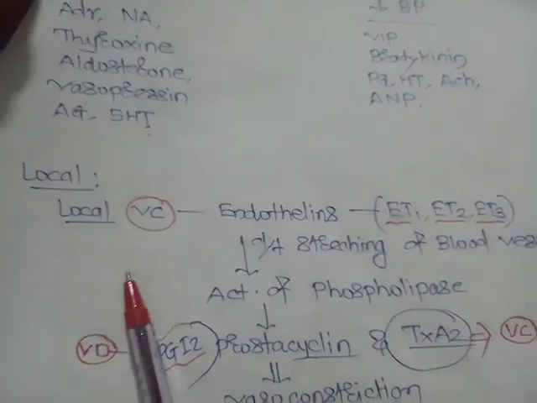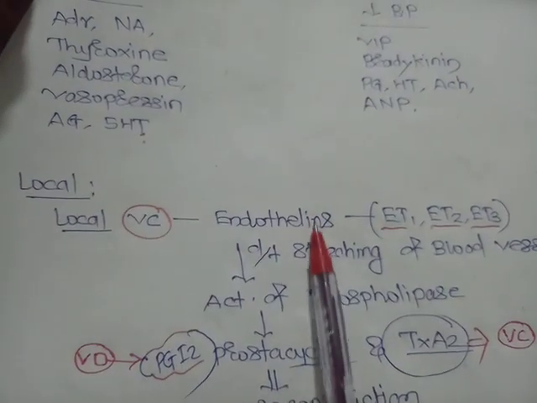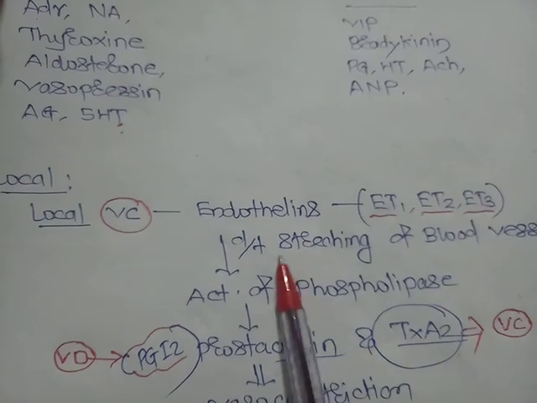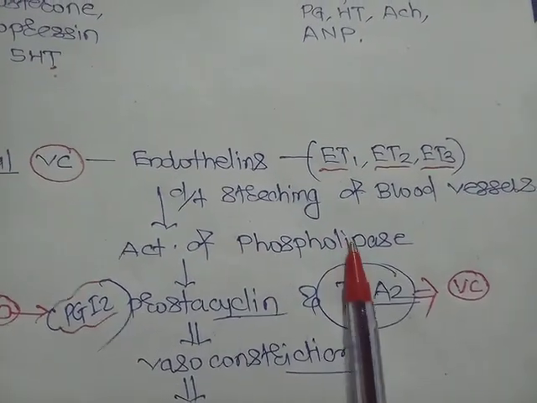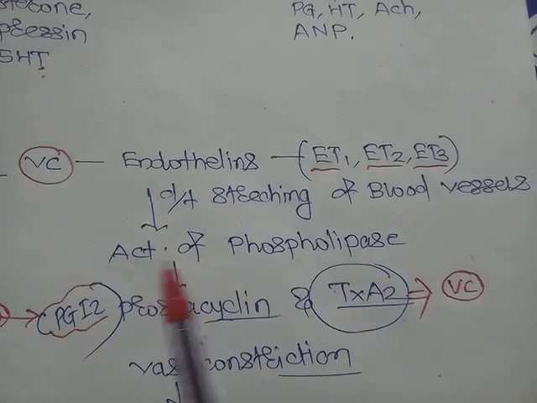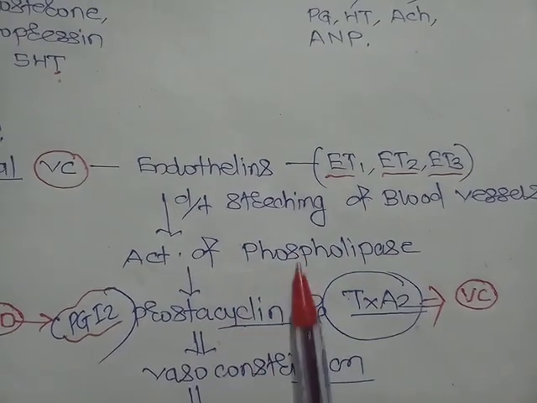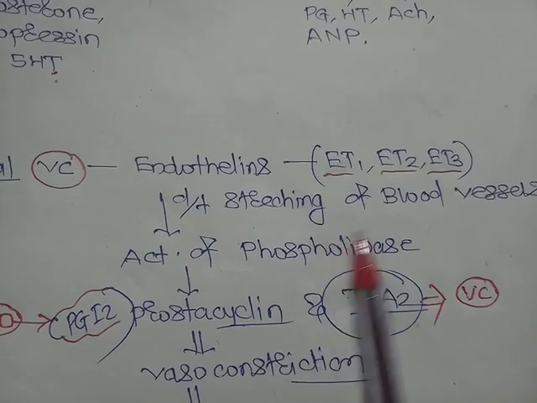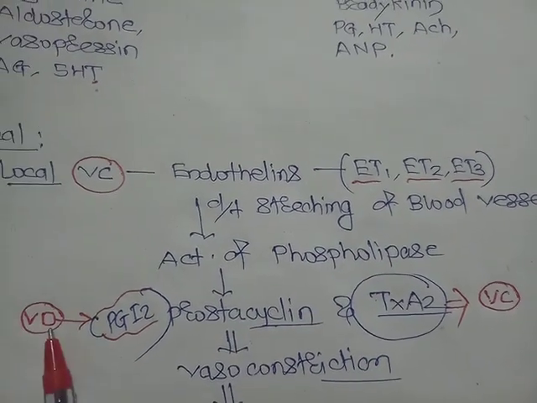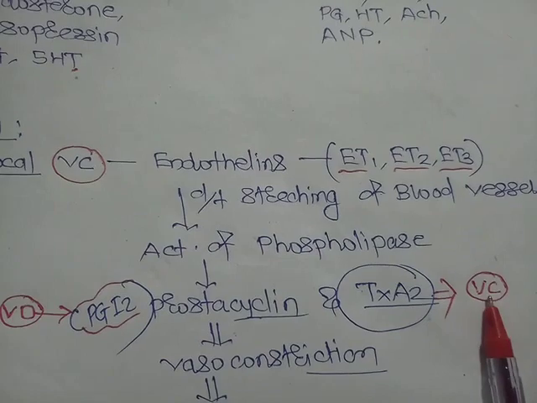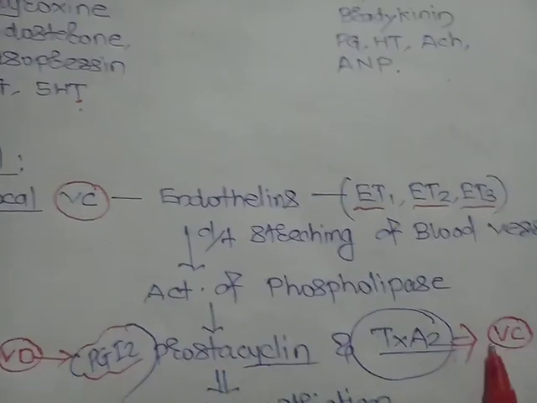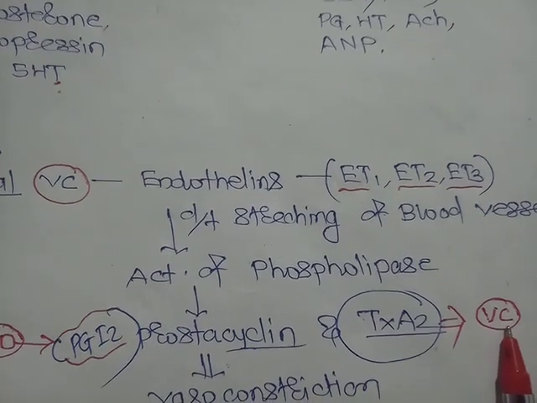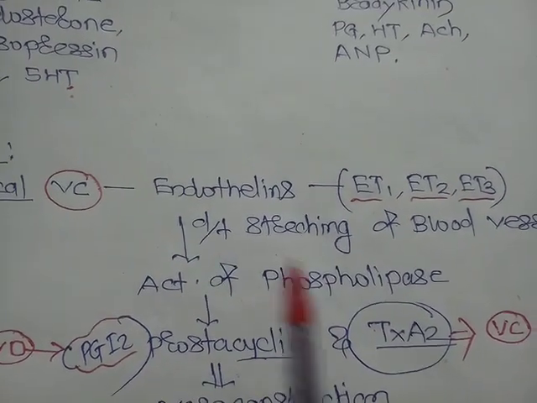Now local factors. Local factors like endothelin 1, 2, 3 are released whenever there is stretching of the blood vessel. They act on phospholipase. Now two things will be released from the phospholipases: prostacyclin, which is a vasodilator, and thromboxane, which is a vasoconstrictor. Prostacyclin is a vasodilator and thromboxane is a vasoconstrictor, and that's how there is maintenance of normal blood pressure.